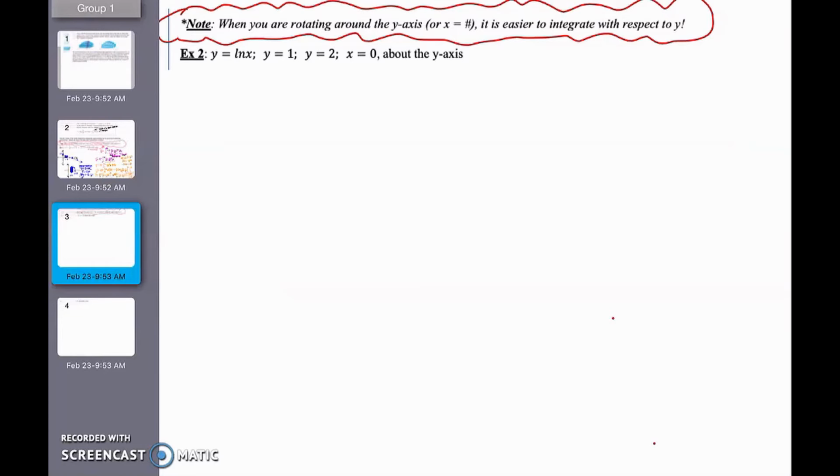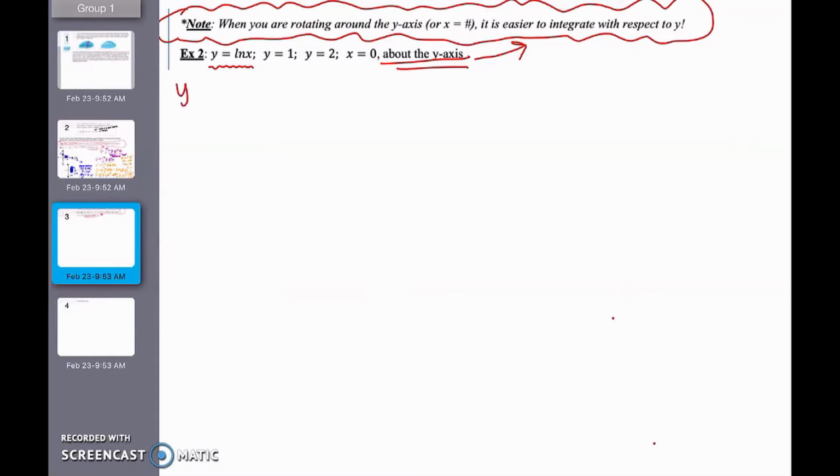So when I look at example 2, the lines that I'm working with are y equals natural log of x, y equals 1, y equals 2, x equals 0. And it says right here about the y-axis. Okay, so there's my clue that I want to integrate with respect to y, which means that I need this equation right here to be x equals something with y.